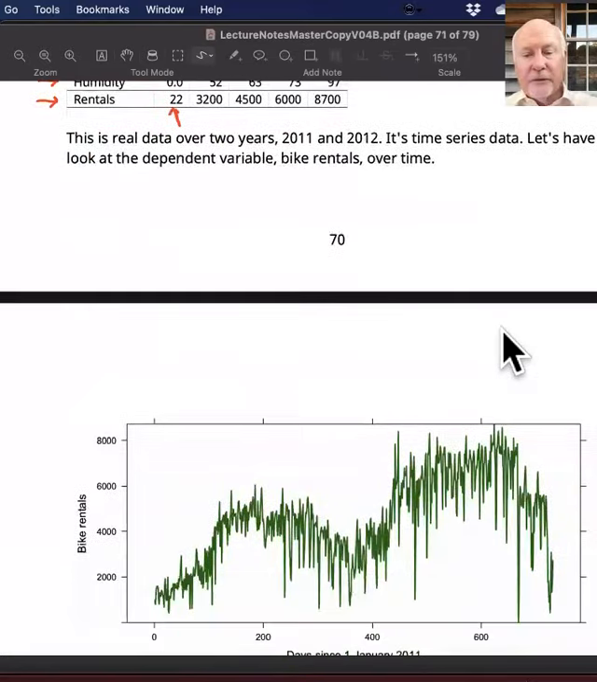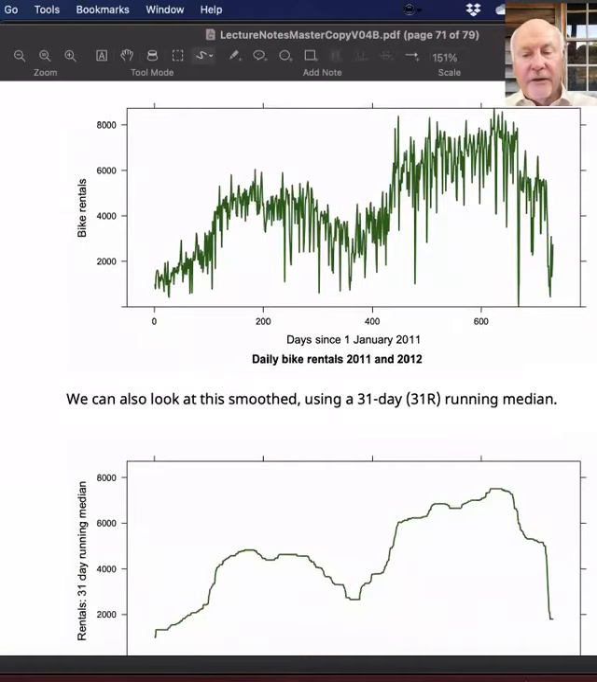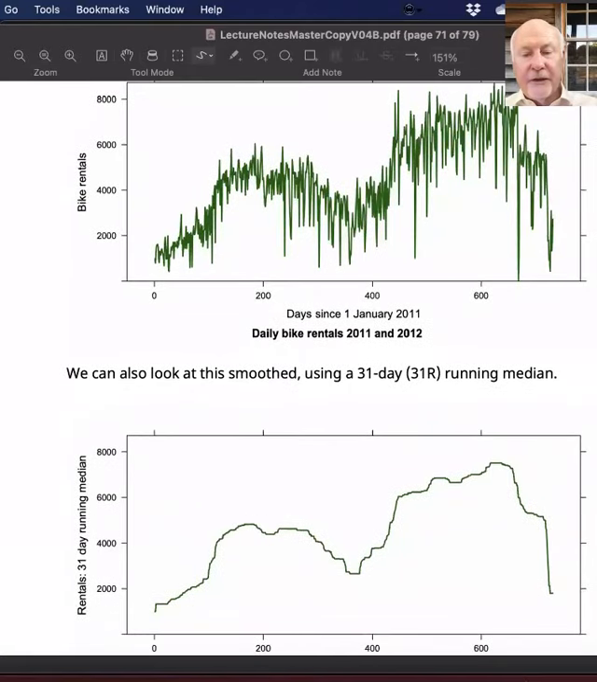Okay, let's have a look at a time series. There's the time series, and I've smoothed it, in this case with a 31-day running median. A 31-day running median is done the same way as a 3-day running median, except the end rules are a bit more complicated, but it's the same general principle.